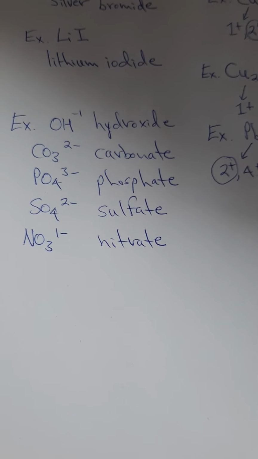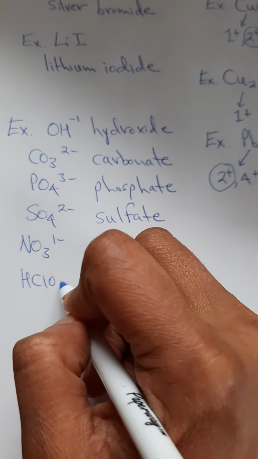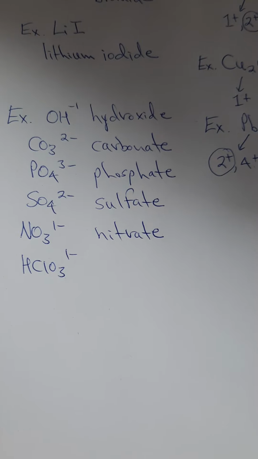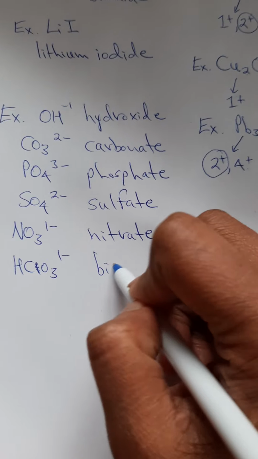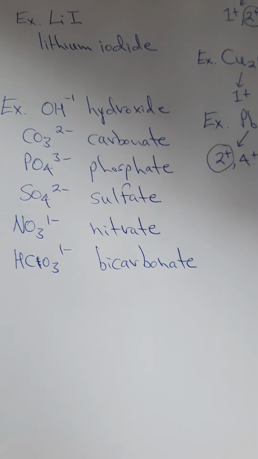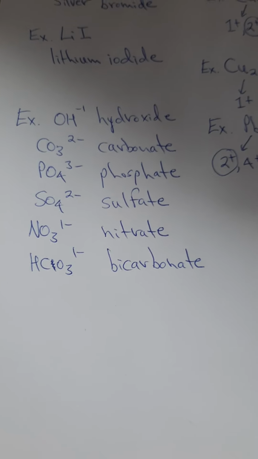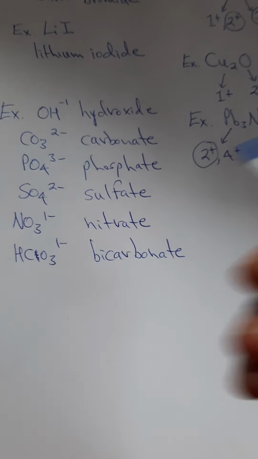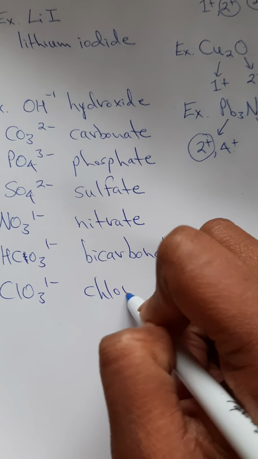And I think I will also include HCO3, which has a charge of 1-. This is bicarbonate. You could put bicarbonate or also hydrogen carbonate, so both names are okay here. And I want to put down one more. ClO3 is very common. This is chlorate.